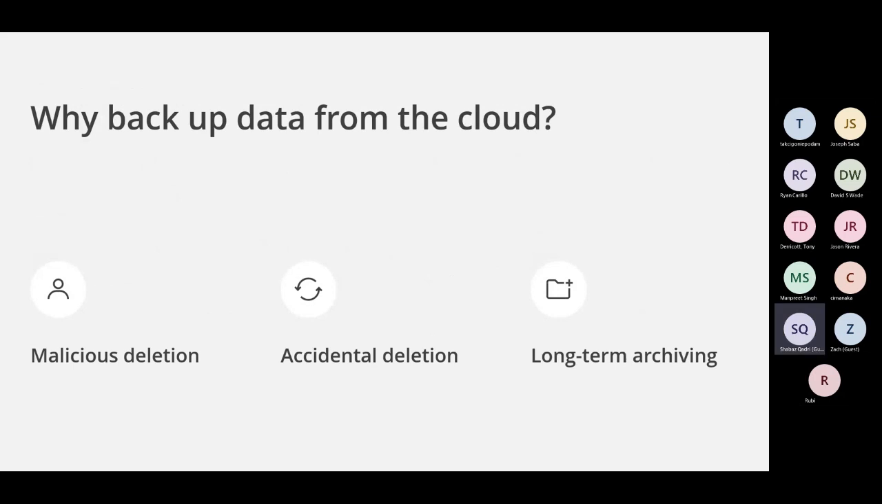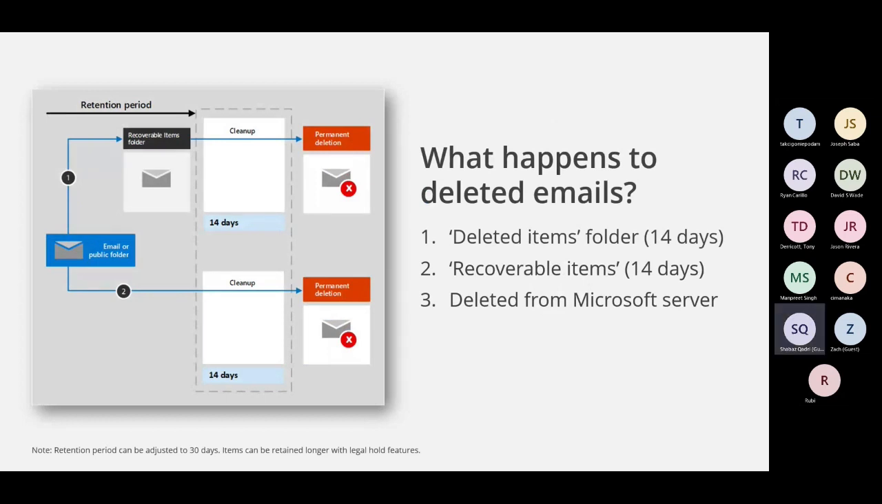Now let's cover the second reason for backing up your cloud data, and that's accidental deletion. And you can admit it, it's happened to all of us at one point or another. Let's dive into what happens to your email when it gets deleted. Once an email is deleted from your inbox, it is moved to the deleted items folder where it stays for 14 days. After 14 days, the email then goes to the recoverable items where it will stay for another 14 days. And after 28 days, the email then gets deleted from the server.